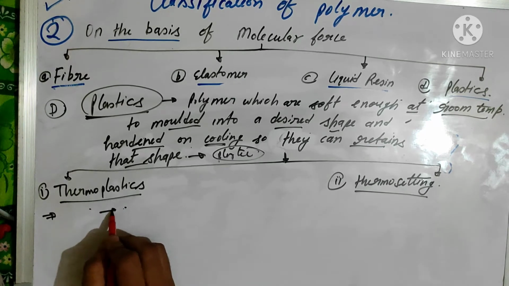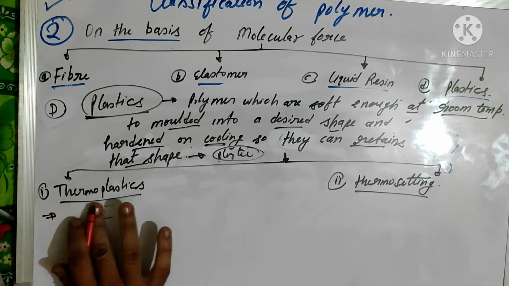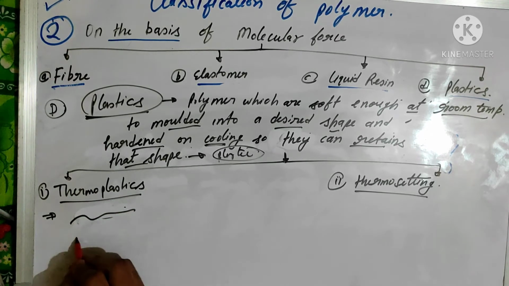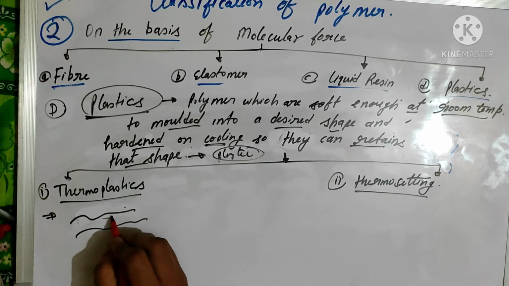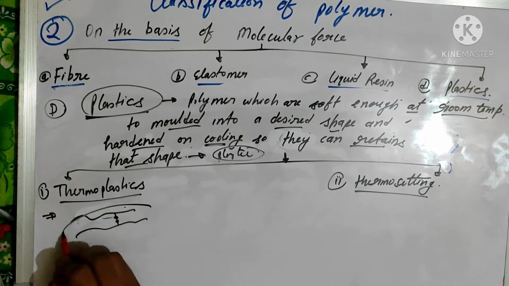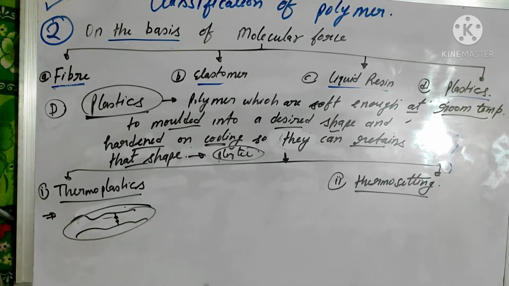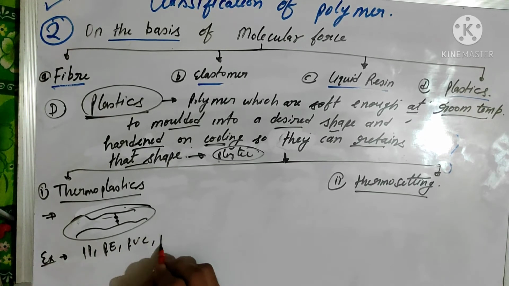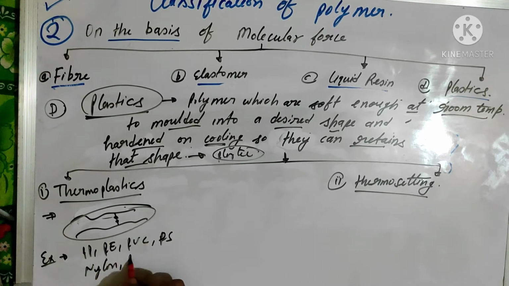That means when we change the temperature, the property of the material does not change in thermoplastic material, and each individual chain of the thermoplastic polymer is connected by van der Waals forces. Some examples of thermoplastic are polypropylene, polyethylene, PVC, polystyrene, nylon, PET and more.